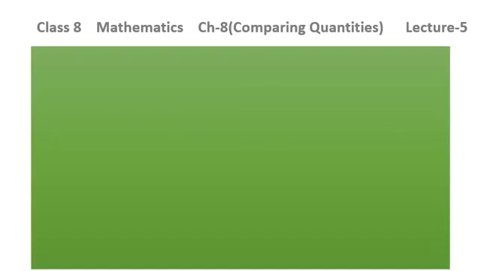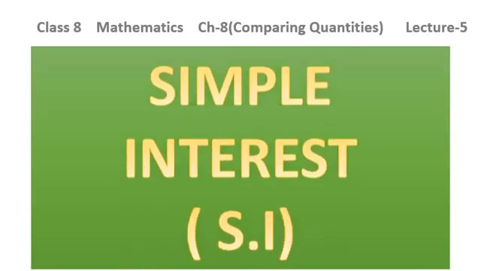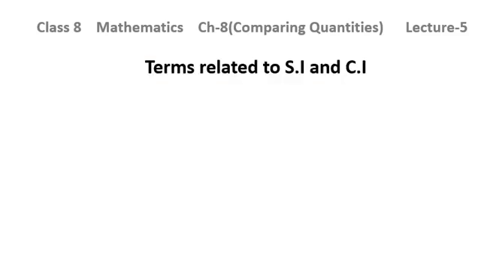So coming to the main concept, first of all, we will have a look at simple interest. This you have learned in your previous class. Now we shall review it again in this class 8, and we will learn about compound interest in further slides. That is a main important part of this chapter. Terms related to SI, that is simple interest, and CI, that is compound interest. So basically the terms related to both of them are the same.